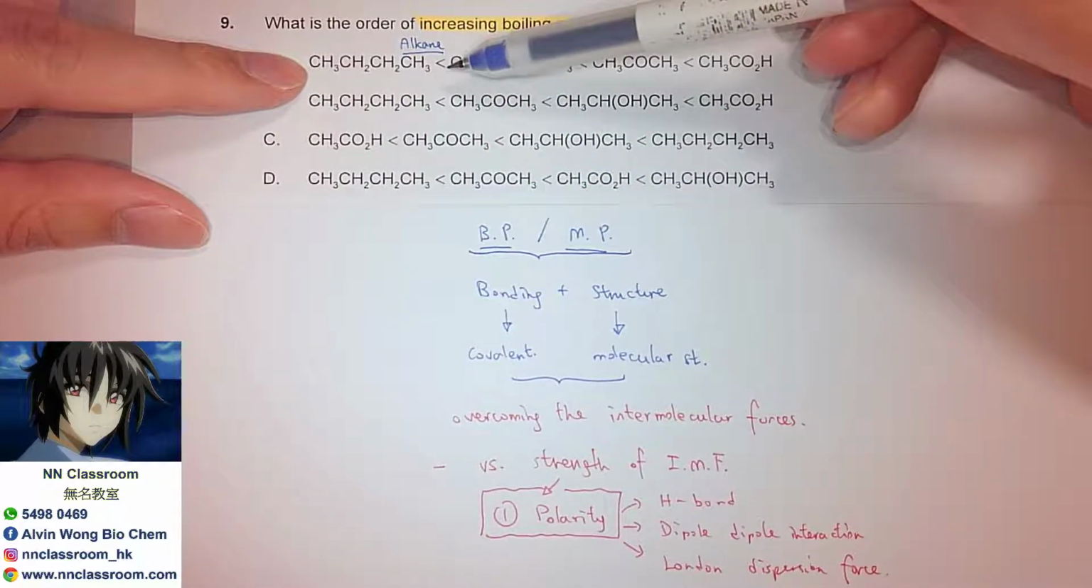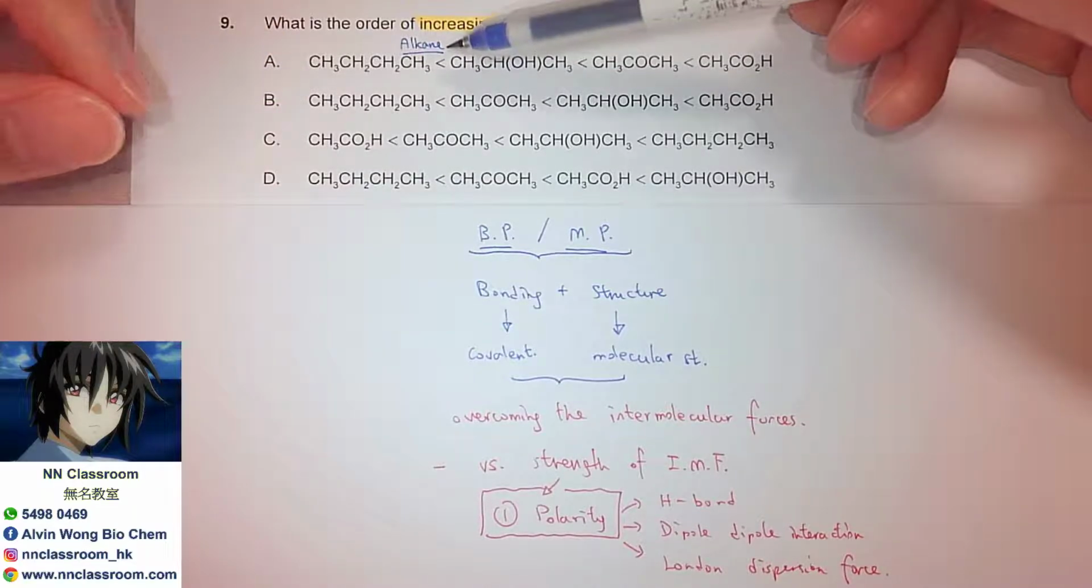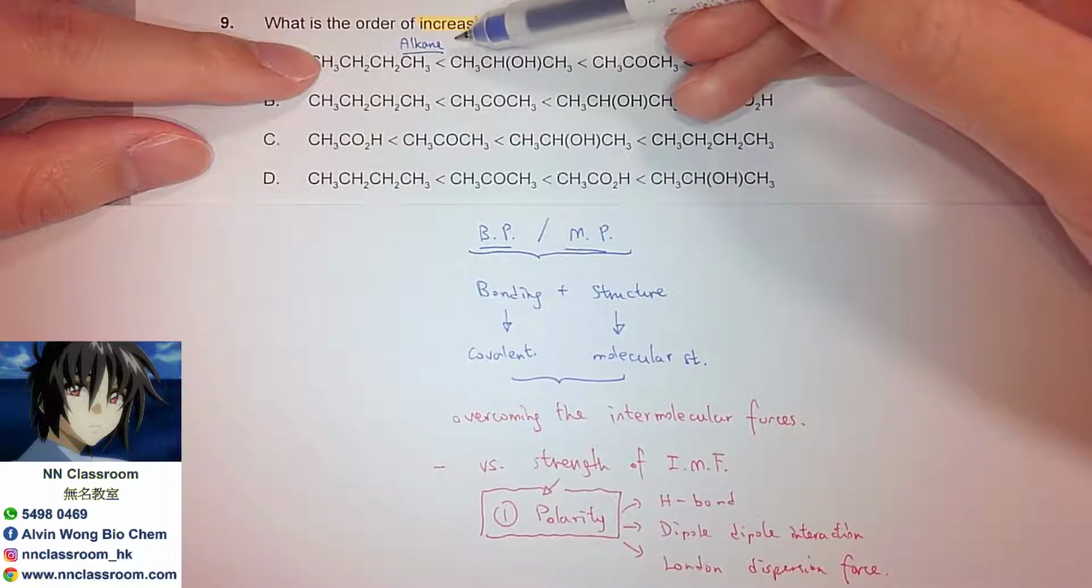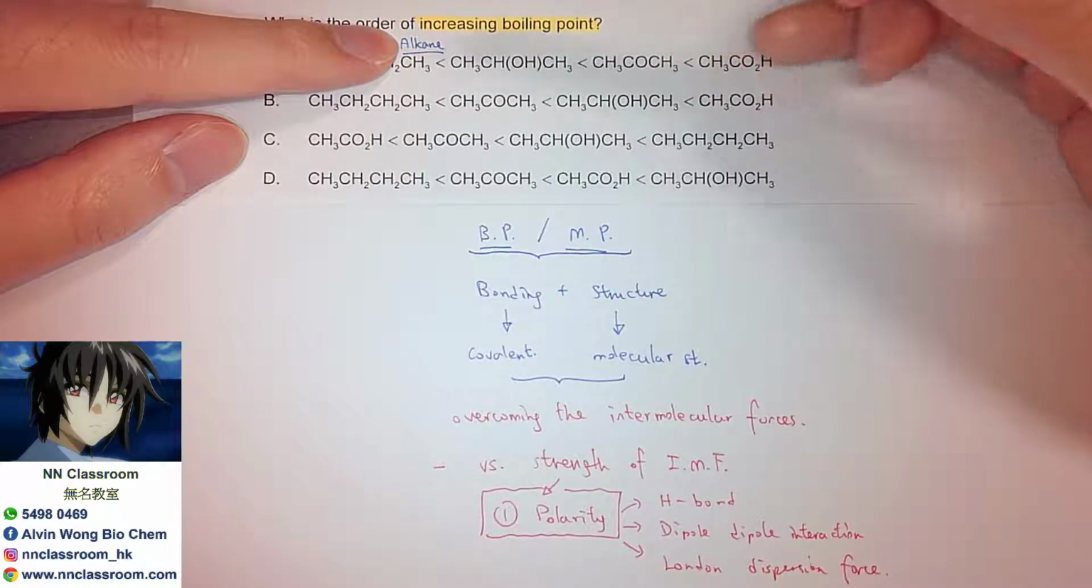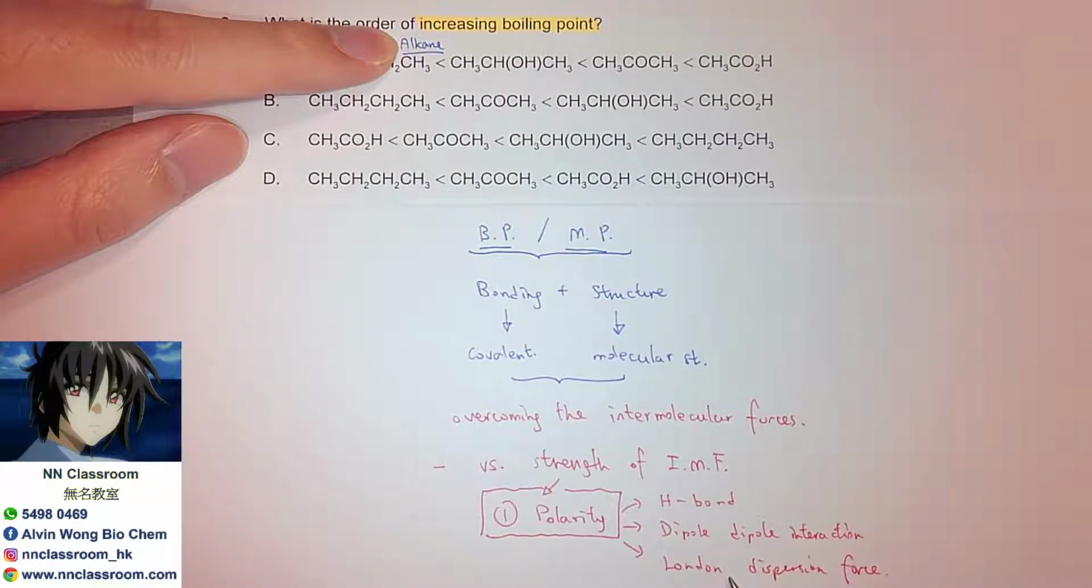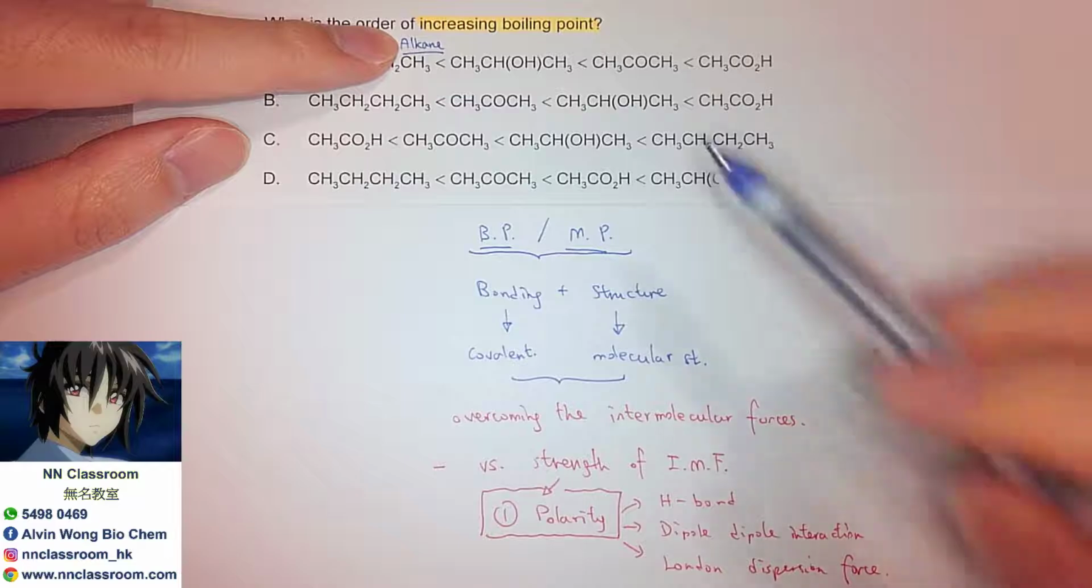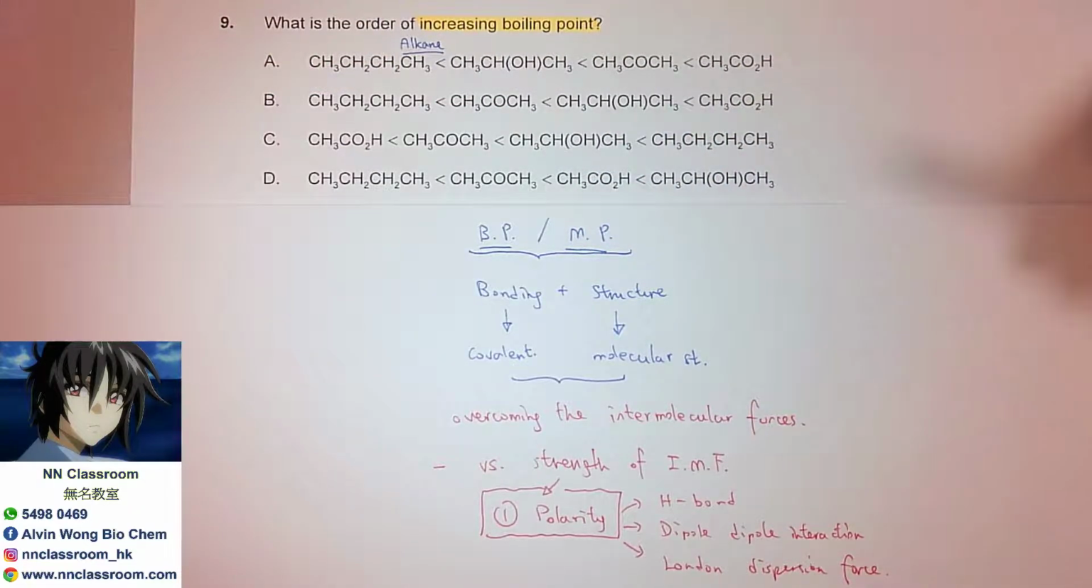Alkane is a saturated hydrocarbon containing just C-C and C-H bonds. And we notice that alkanes only have the weakest intermolecular force, London dispersion force, due to the non-polar nature of the entire compound, right?